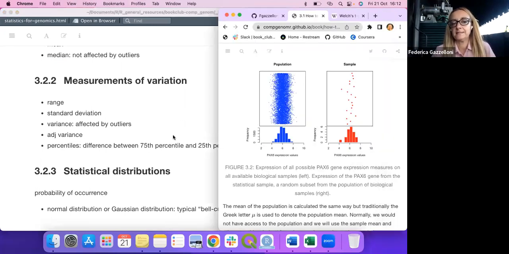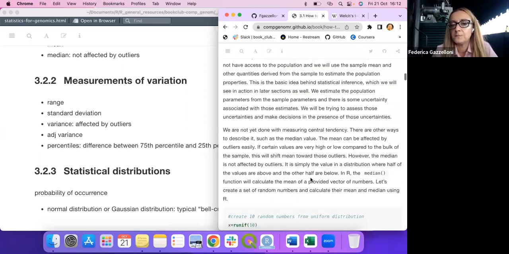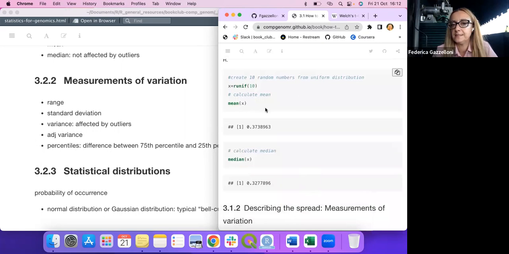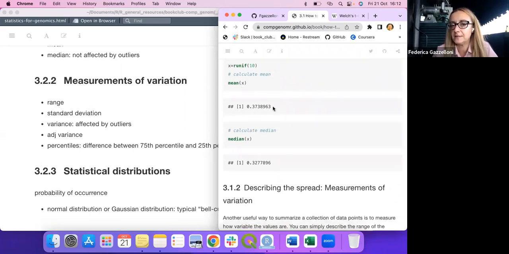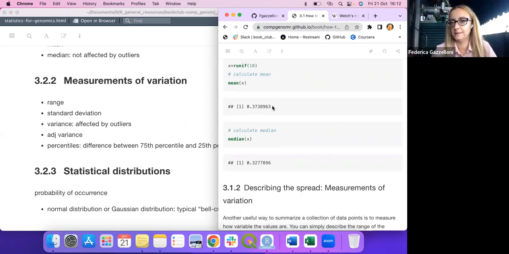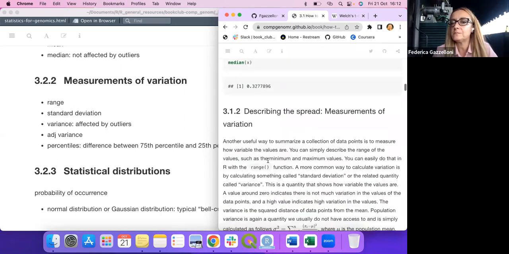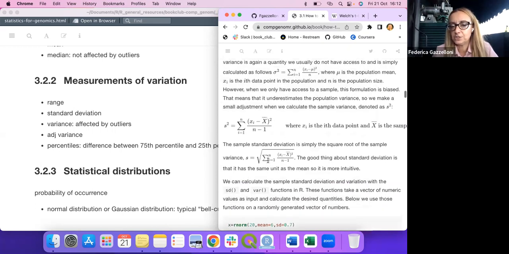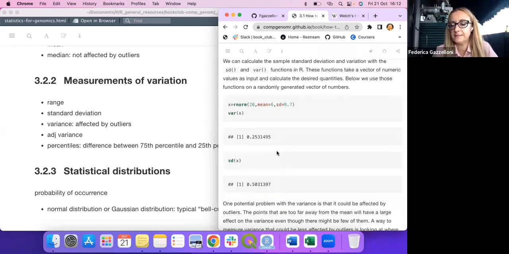Percentiles are very important because they take into consideration the frequency, so the number of times some value repeats itself. For example, if we run a random uniform of 10 and we calculate the mean, we can see that a random uniform is a very stable distribution, so the mean and the median are very similar, quite close. While under other conditions, this might not be the case.